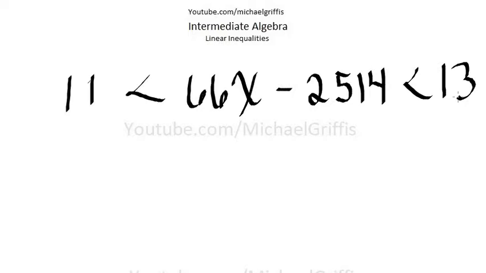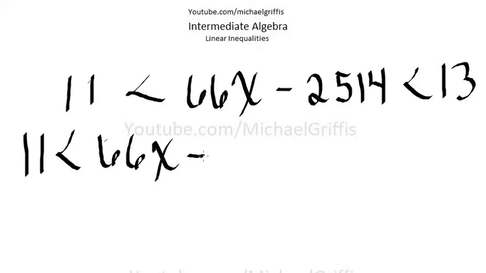Alright, just like the last problem, we're going to break this up into two separate pieces here. So we have 11. As a matter of fact, I'm going to try to use most of the screen here. So we have 11 is less than 66x minus 2514.